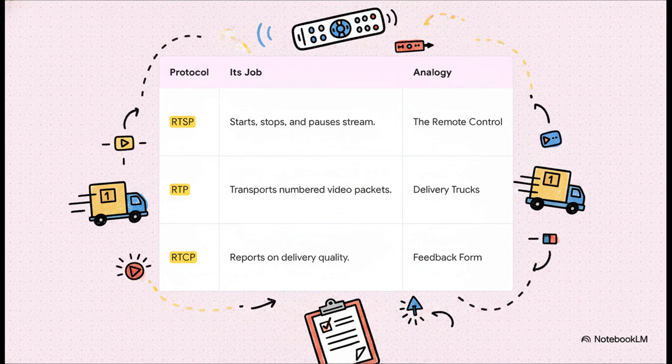And finally, you have RTCP. This is like the delivery feedback form. It's constantly sending messages back to the server, saying things like, hey, we lost packet 112, or things are getting a little jittery over here. This lets the server adjust things in real time to keep your stream smooth.